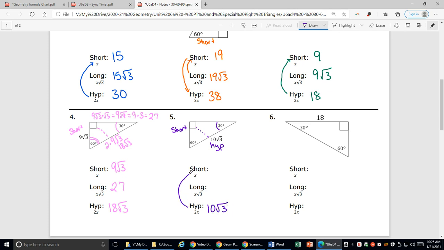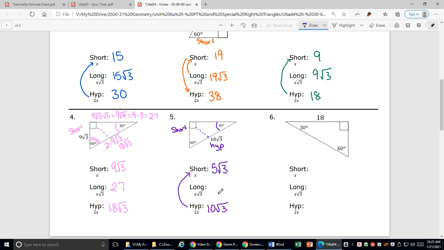So I need to work backwards because we have to start at our short leg. Look at this one over here, right? 18 square root of 3 became 9 square root of 3. 30, 15, 38, 19, 18, 9. 18 square root of 3, 9 square root of 3. So each time we're dividing in half, right, to work backwards. So if I divide 10 square root of 3 in half, if I have 10 apples divided in half, that's going to be 5 apples, right? So 10 square root of 3's divided in half is going to be 5 square root of 3.